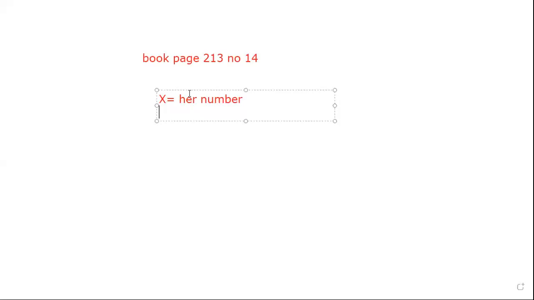Okay, then we want to write the equation now. She said, if you subtract 5 from my number and then multiply by 4 and then add 7, then the result will be 35. How are we going to write the equation? She said subtract from my number, right? And we said the number equals how many?